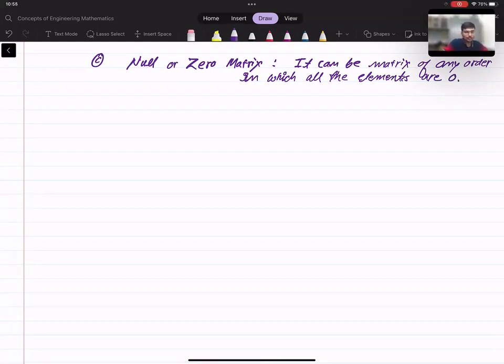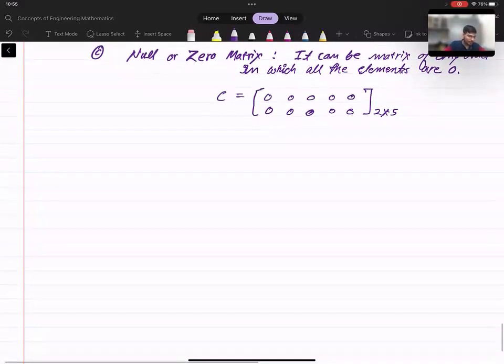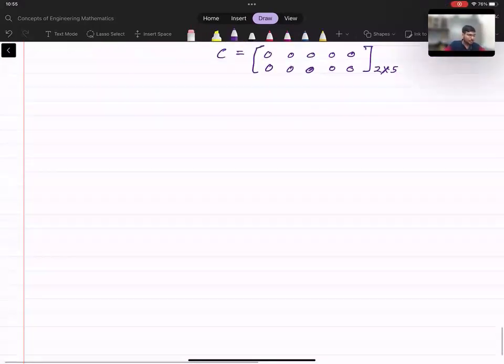So let us say an example. Say again, we have a matrix C where all the elements of the matrix are 0. So this is a 2 by 5 matrix. There are 2 rows and 5 columns, but all the elements here are 0. So this is the third type of matrix.